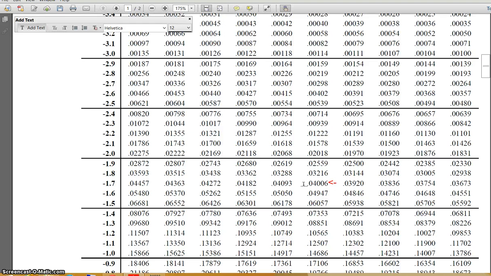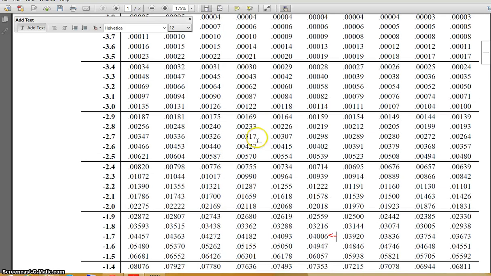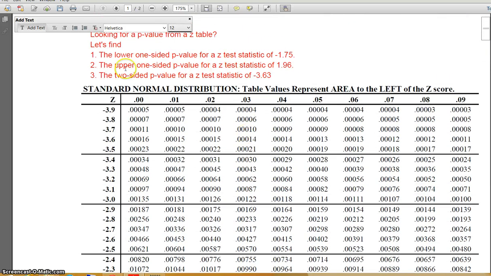Now, if we had a significance level of 0.05, then we would be able to reject the null hypothesis. Otherwise, saying that this would be moderately suggestive evidence in favor of the alternative hypothesis. Okay, so let's move on to the next test statistic. So we want to find the upper one-sided p-value for a z-test statistic of 1.96.